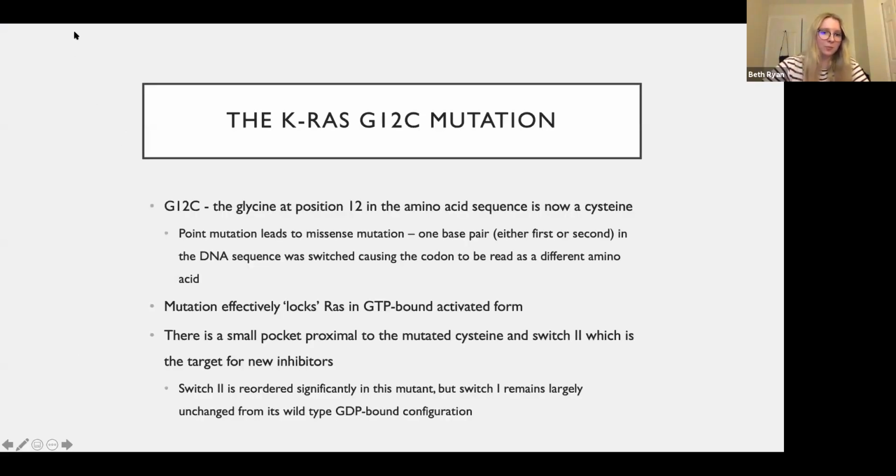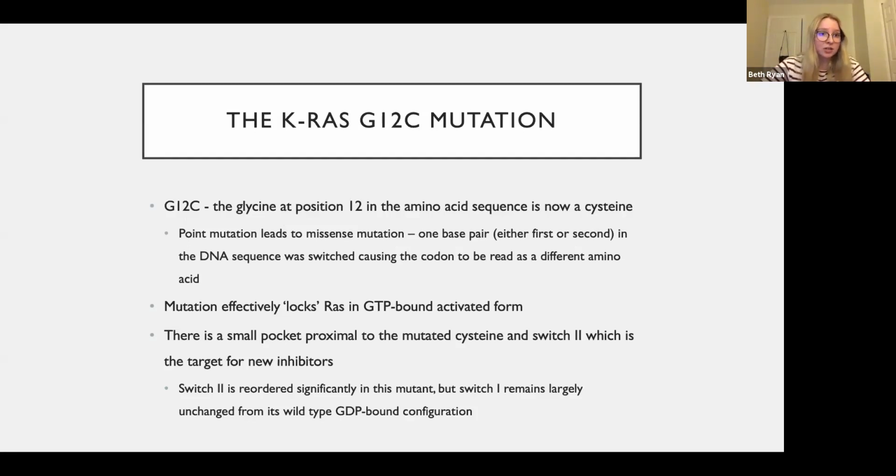Now what's interesting is this mutation also causes changes in the protein itself. Like I mentioned, G12C is just a notation for indicating that the glycine at position 12 in the amino acid sequence of the protein is now a cysteine. So this is called a point mutation, which leads to a missense mutation.